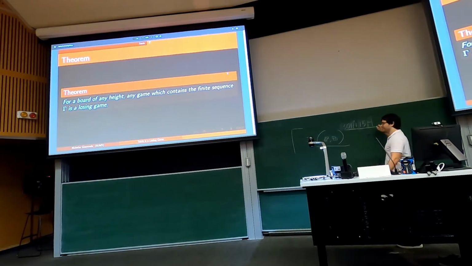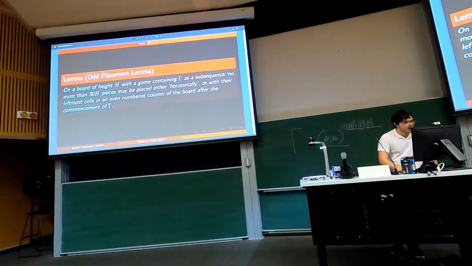Where on earth does this number come from? Maybe you can see why this sequence is a losing game. Nobody's very happy to see a string of these pieces crop up indefinitely. It's not fun. But in fact, it's so not fun that you will lose the game. And we'll derive that along the way. Just to be clear, H is the height of the board. Okay, so we begin with the lemma.